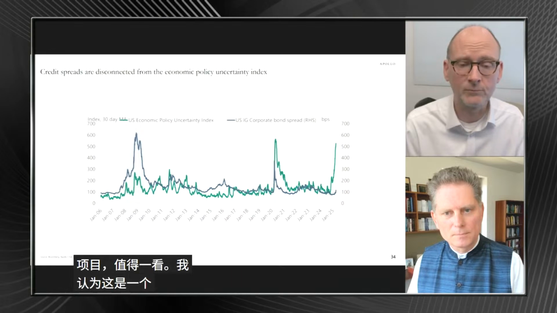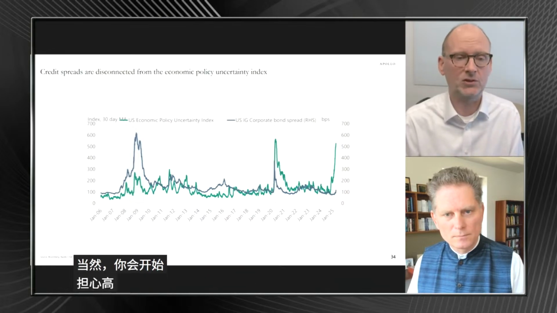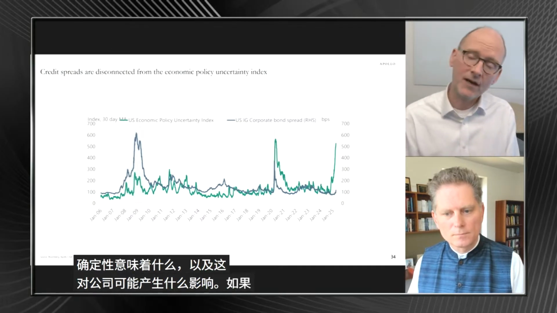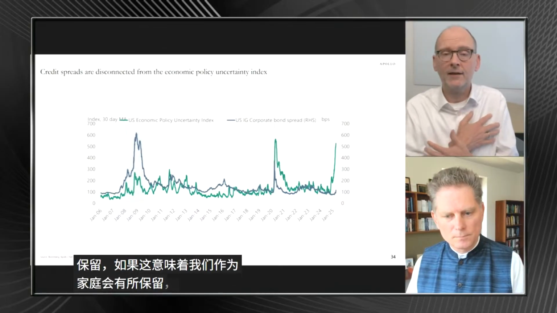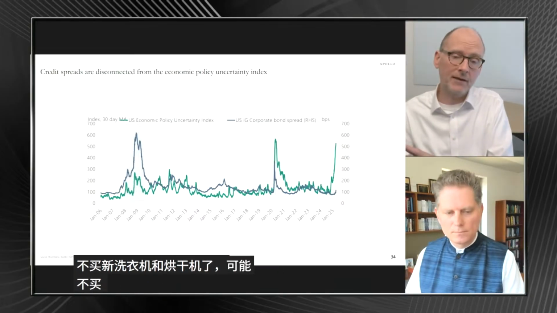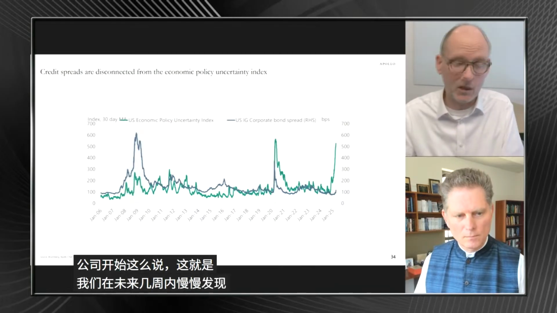I think this is an important point because you begin to worry about what high uncertainty means and what the implications could be for companies. If high uncertainty means that companies hold back, if that means that we as households hold back, saying maybe we're not buying a new car, maybe we're not buying a new washer and dryer, maybe we're not buying an iPhone.